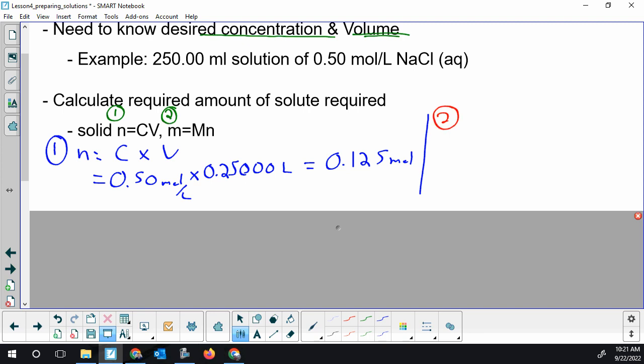Okay, there's no mole scale, so we need to know how heavy it is so we can weigh it. Mass is molar mass times moles. So this is salt, sodium chloride, 58.44 grams per mole for the 1 sodium and the 1 chloride from our data table, times our moles. And I get 7.3 grams.